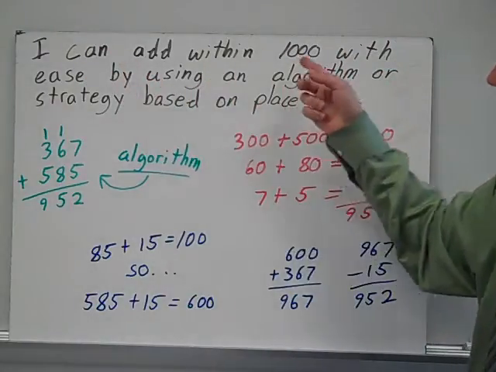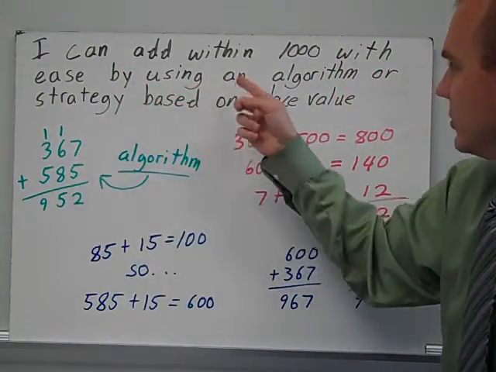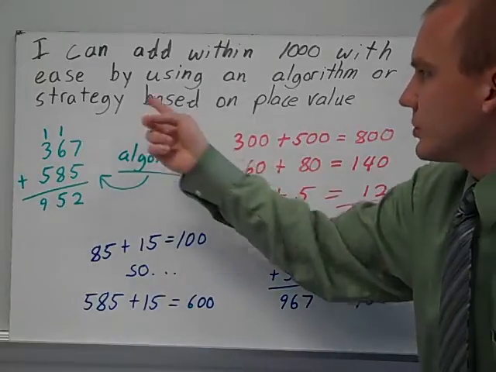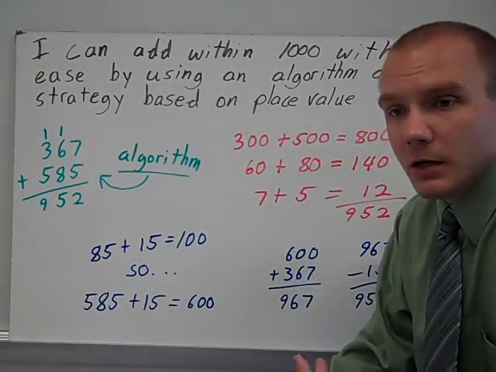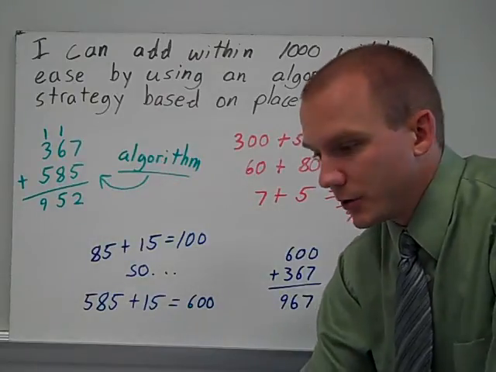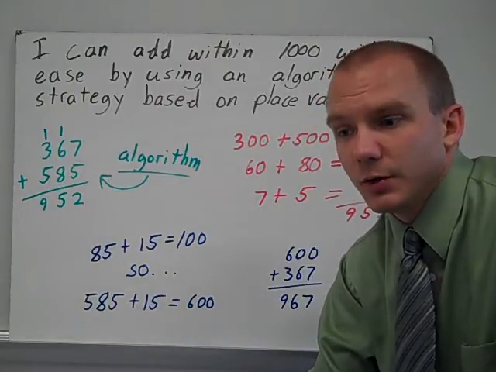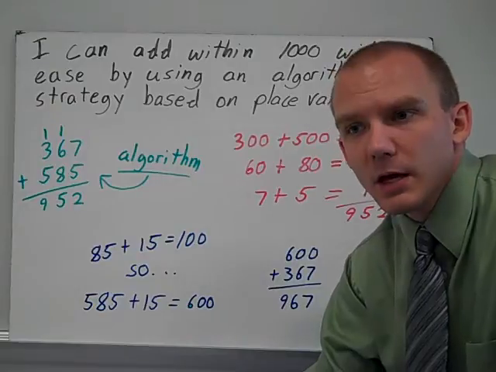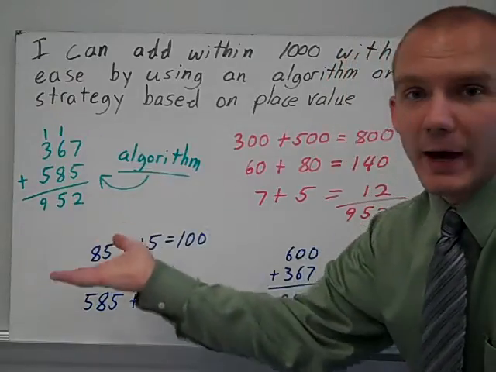I can add within 1,000 with ease by using an algorithm or a strategy based on place value. So first, I want to go over what an algorithm is. An algorithm is just a standard procedure in terms of how you do something, maybe how you walk in the hall, how you line up, or how you add numbers.